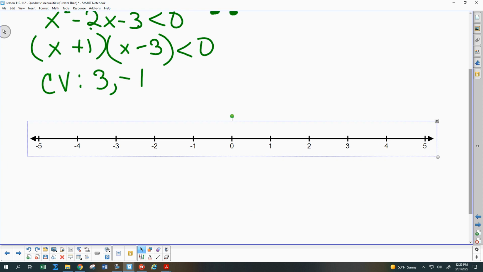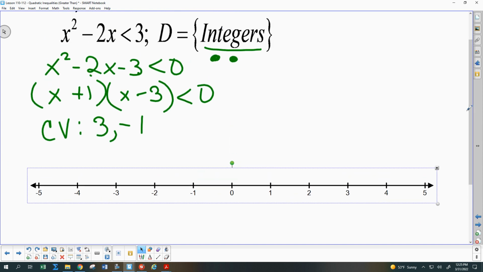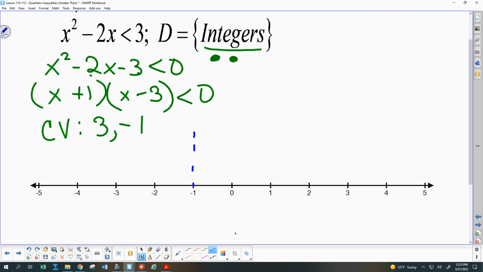And move my number line so I can get to it a little bit better. Draw my vertical dotted lines going through those. There's -1. There is +3. Will I be including my endpoints this time? Do I have or equal? So I am not going to shade those critical values.